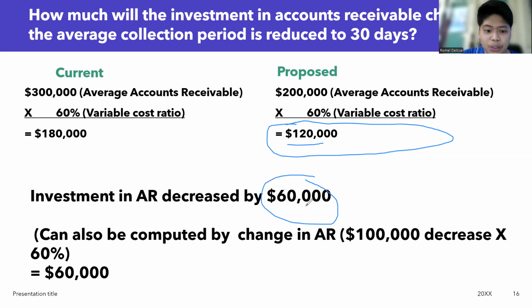So ano pa yung possible shortcut? Ang possible shortcut dito is kung alam mo na kung magkano yung change in accounts receivable, so alam natin na yung accounts receivable, bumaba siya ng 100,000.